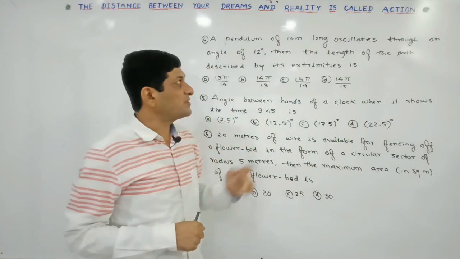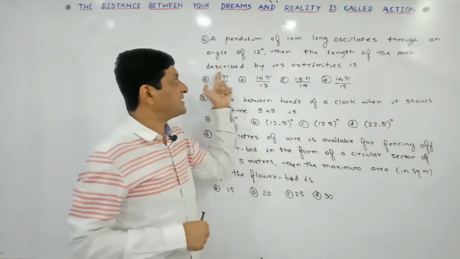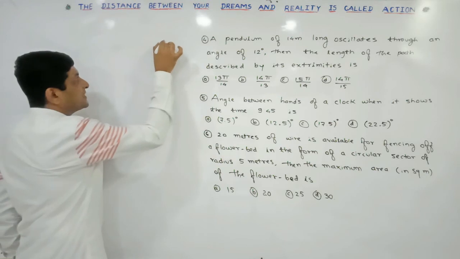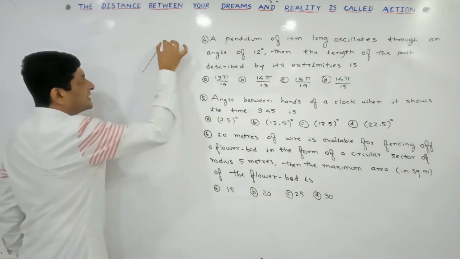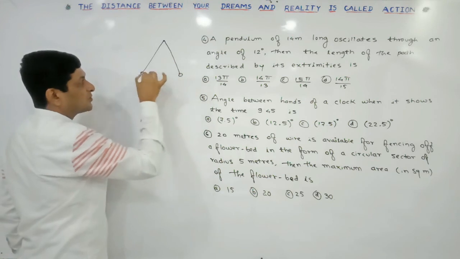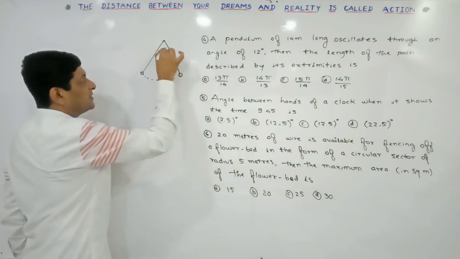It is given to us. Using this condition, we have to find out the length of the path described by its extremities. So one pendulum is given to us. Let this be the pendulum. It oscillates through an angle of 12 degrees. So this angle theta is equal to 12.